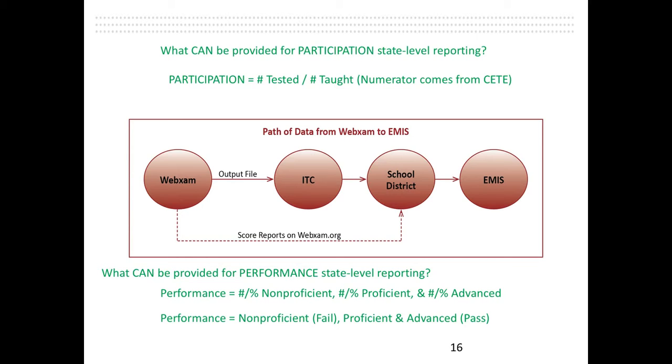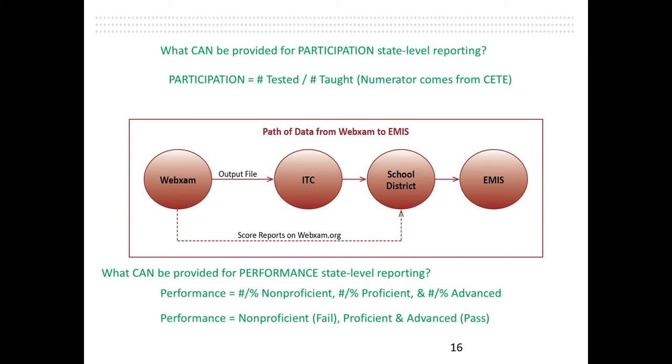So if we look at the top, what information can be provided for participation, and what CETE can provide is the numerator of that proportion or percentage. So we can provide the number tested. We don't know the number taught or the number of possible test takers. That denominator comes from the ITC and the district and is used by EMIS. I believe that an important thing to determine is what is the goal for participation, and I believe they've been moving that towards 100%.